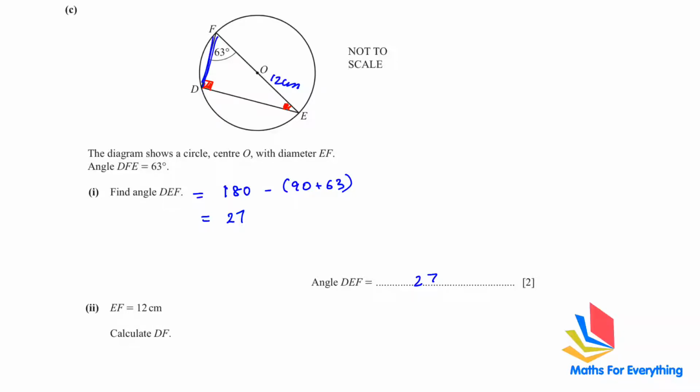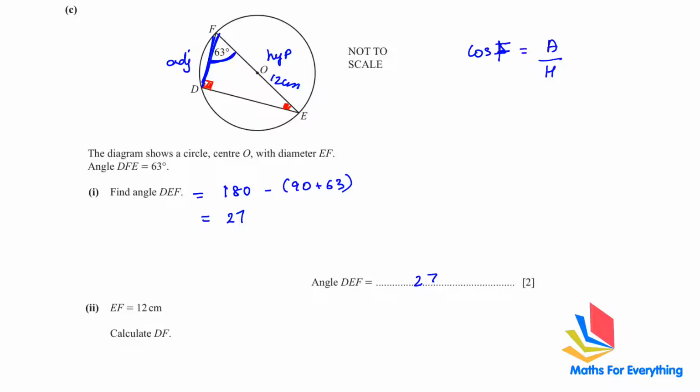We need to find this side. We can use the sine rule or the cosine rule. Let's use the cosine rule. What do we have? We have this angle here. We have the adjacent and we have the hypotenuse. The side opposite the right angle is the hypotenuse. So cos is equal to adjacent over hypotenuse.